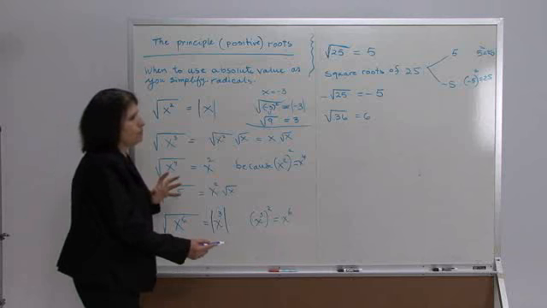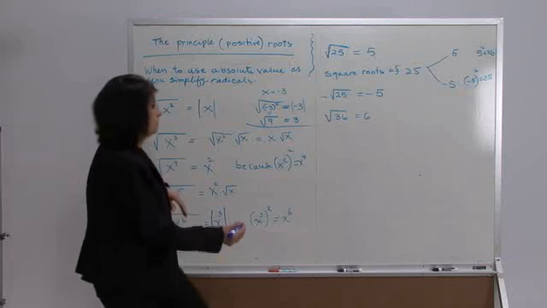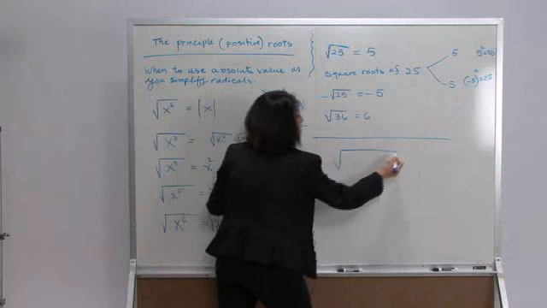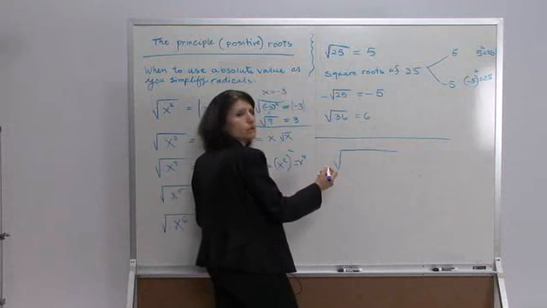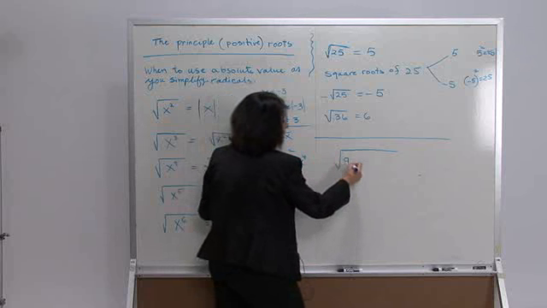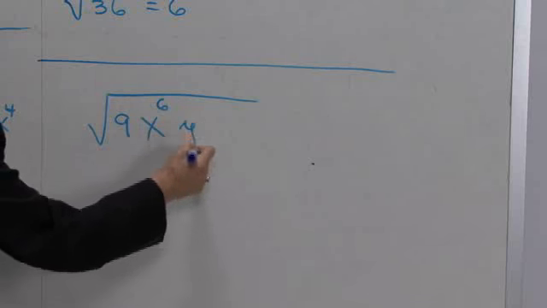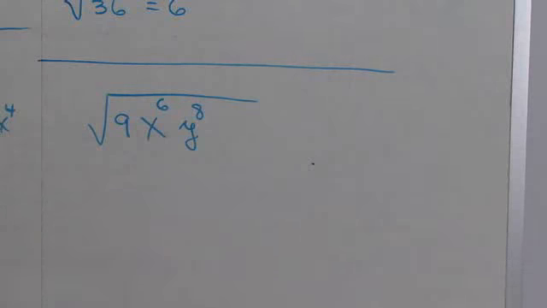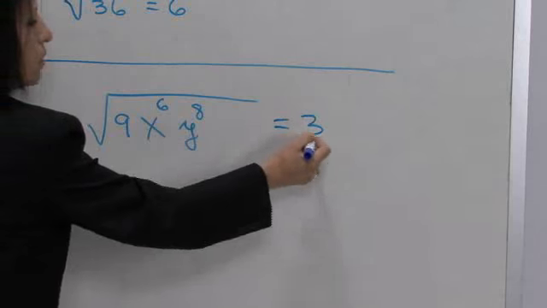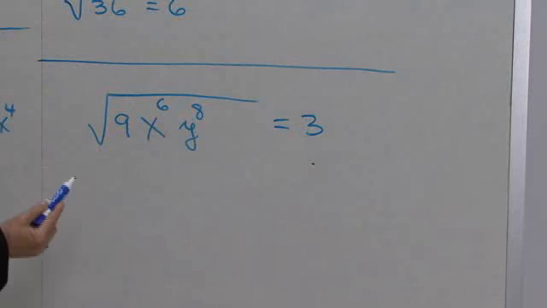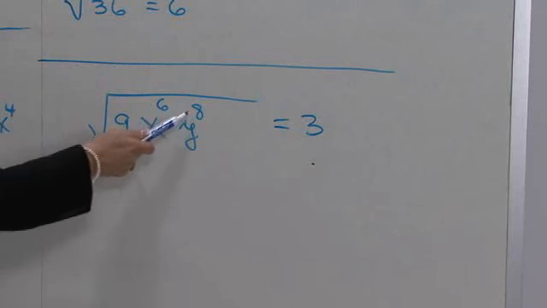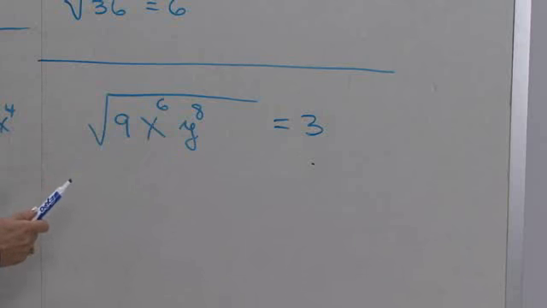So let's take an example where you would simplify and use the absolute value. Let's say, assume all variables are real numbers, so they could be positive, negative, or 0. We're going to take the square root of 9, x to the power 6, y to the power 8, and we need to simplify it. Well, the square root of 9 is 3, so I know it's positive. There's no need to put an absolute value around it. Both x and y could be negative, but when you raise them to an even power, my radicand is positive. So I'm okay with that.